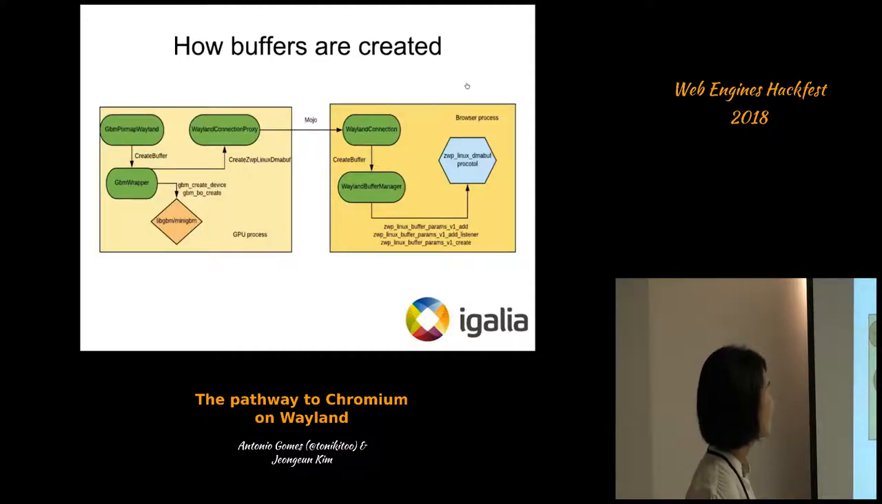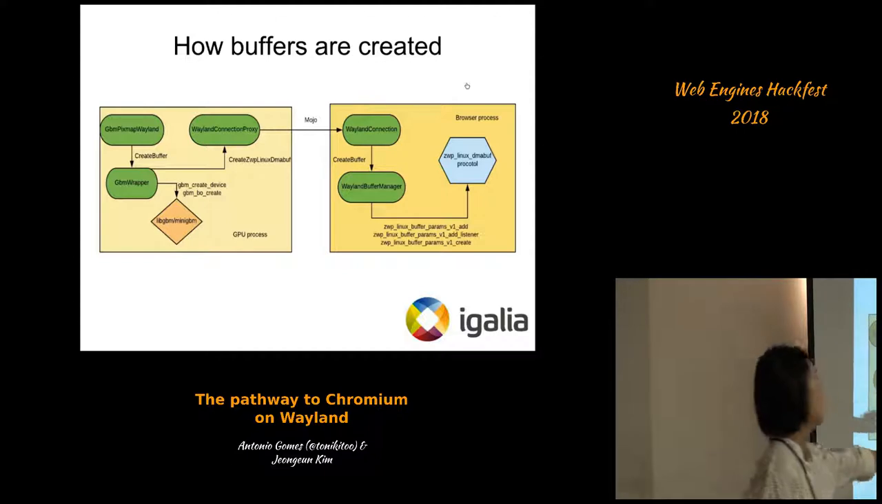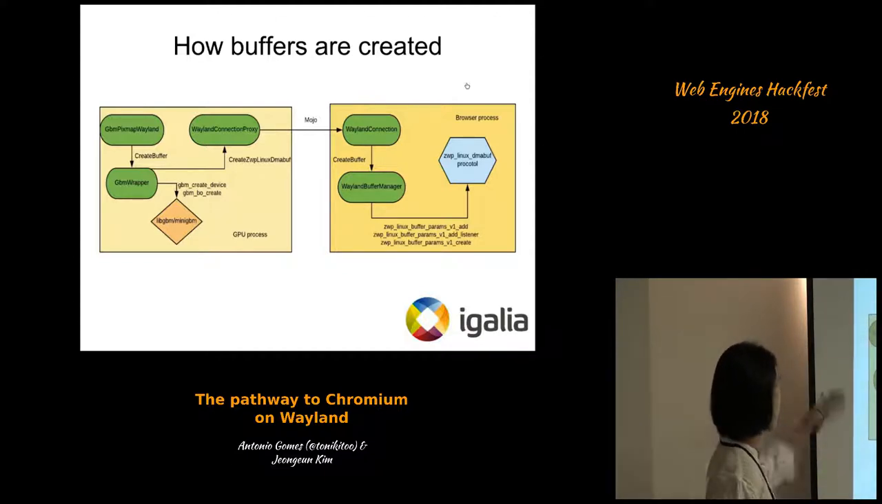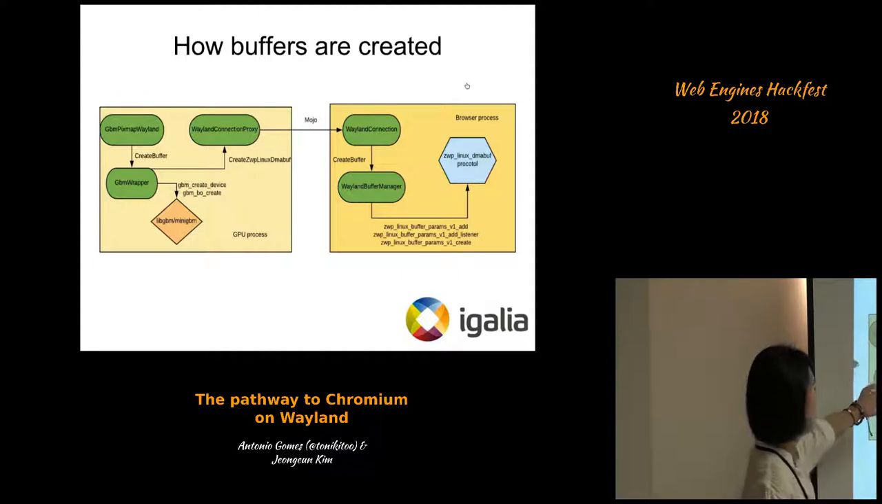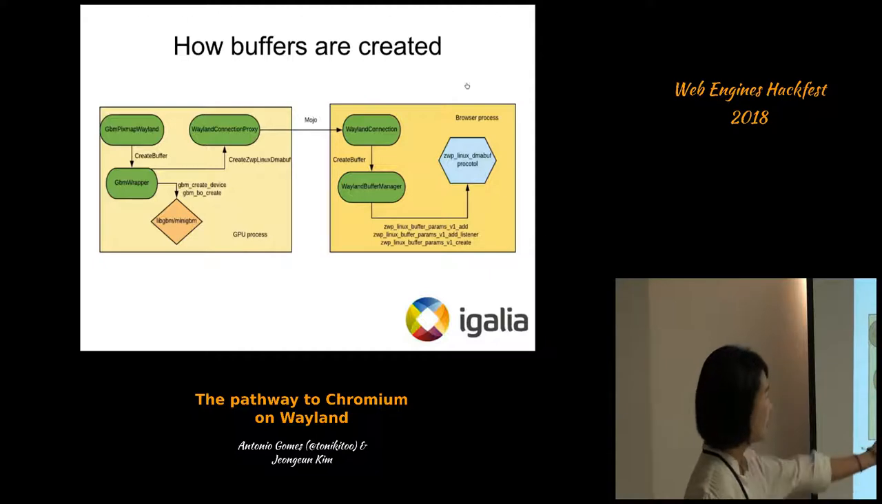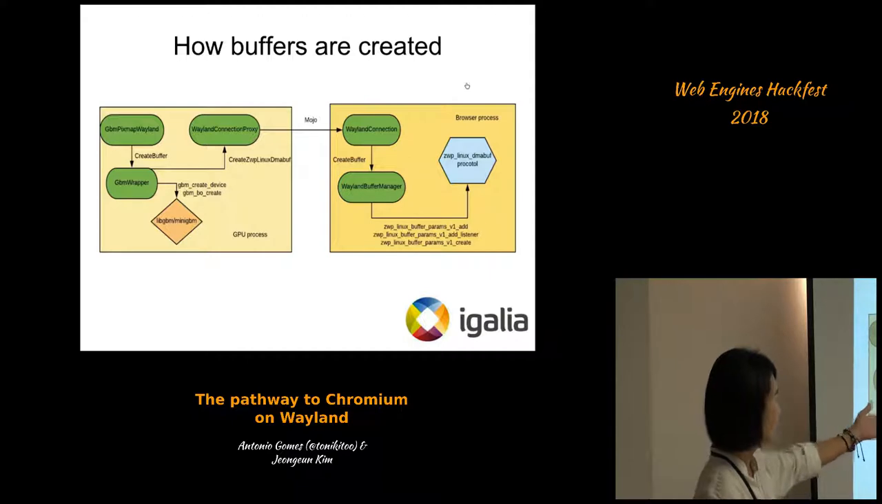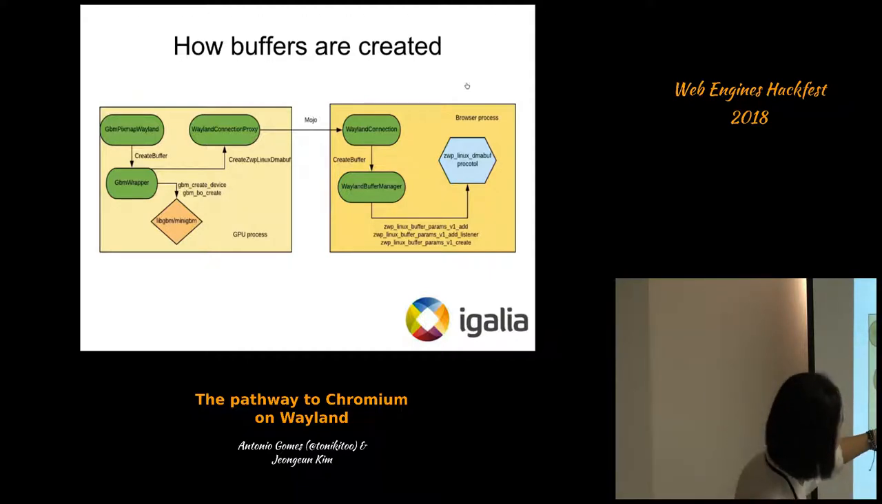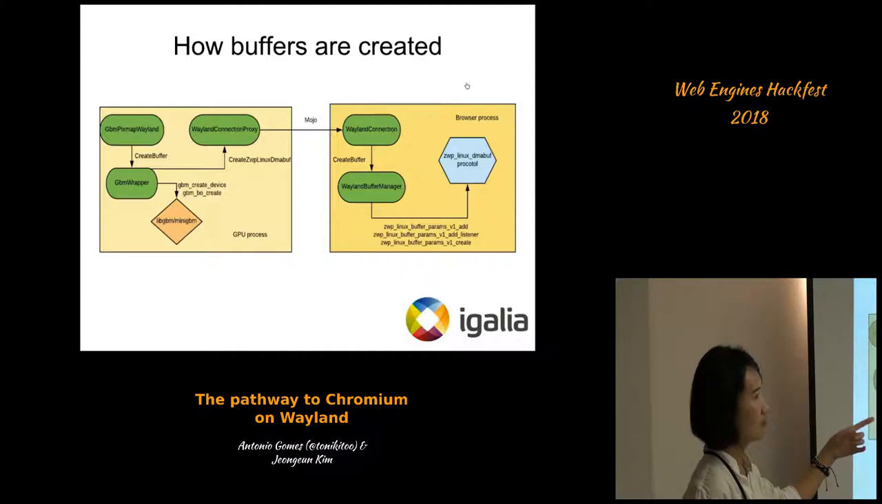So how to create the buffer? From the GPU process, GBM Pixman Wayland buffer will create the buffer using GBM. And we deliver each file descriptor to the browser process through Mojo IPC. In the browser process, once it gets the message from the GPU process, we set each file descriptor to the Wayland buffer and Wayland surface through the Linux DMA buffer protocol.